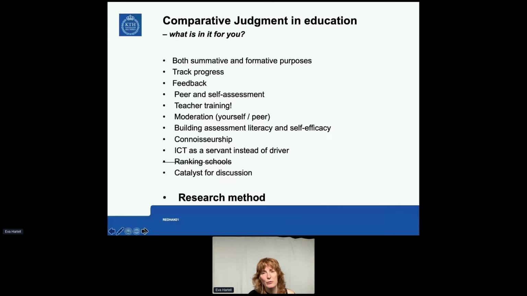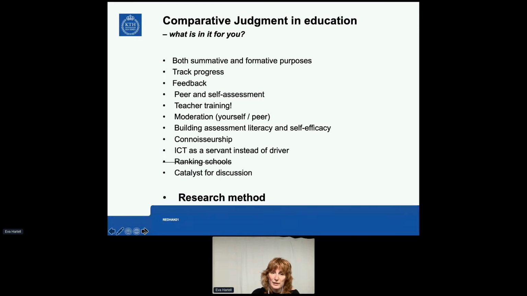This was just a brief overview of comparative judgment, and you can use it for many different things, both summative and formative purposes. You can also track progress and feedback. And peer feedback, I will give you an example of that. I think you can use it as teacher training, have a trial on different quality work, moderation. And I think ICT here is a servant instead of a driver. We should be careful when we choose to embed digital tools in our education and our teaching and learning activities, but when it is a servant instead of the driver.